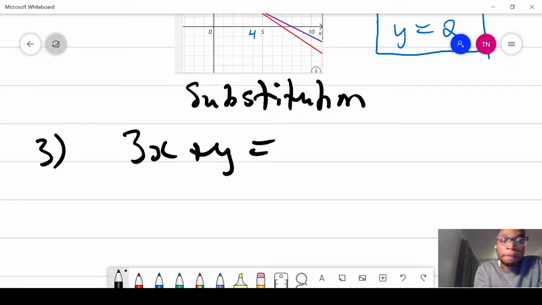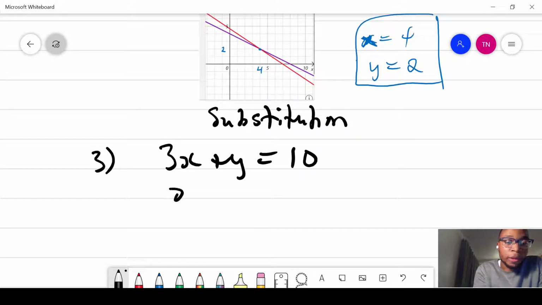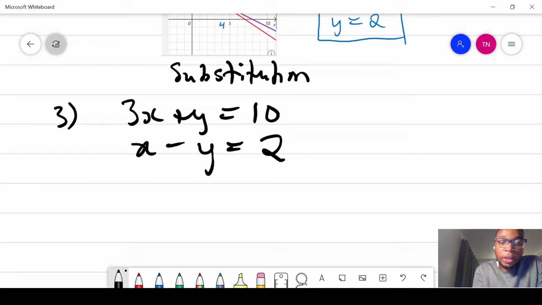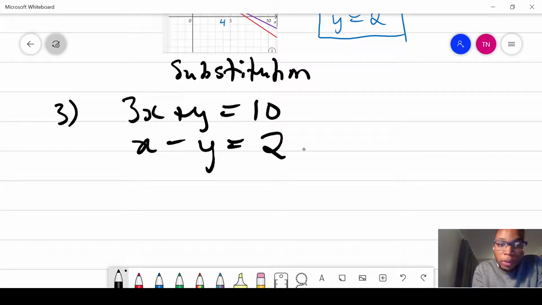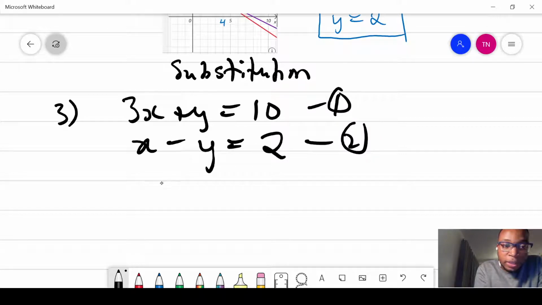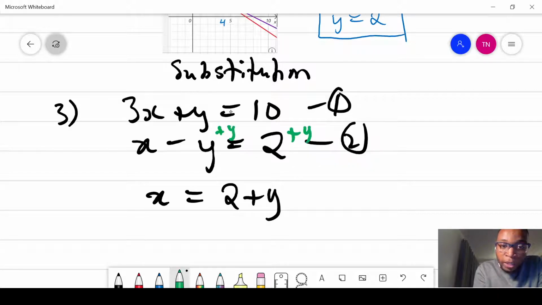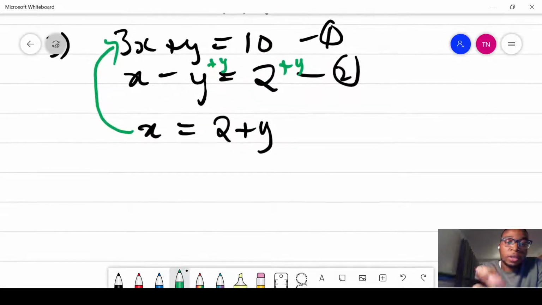3x plus y equals 10. Then we have x minus y equals 2. Then using substitution, we're just going to choose equation number 2 because it looks simpler to substitute into. This is going to be our equation number 1. On choosing that, we just have x equals 2 plus y, because from this equation you can just add y on both sides and eliminate the y from that side. Then after doing that, you take this and substitute it into that equation.